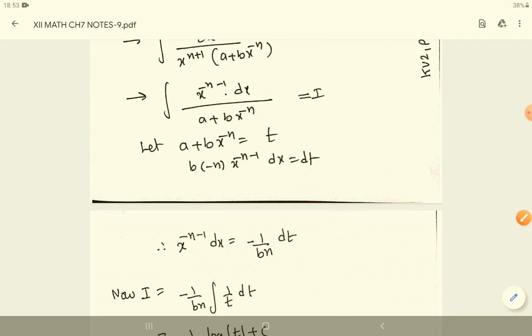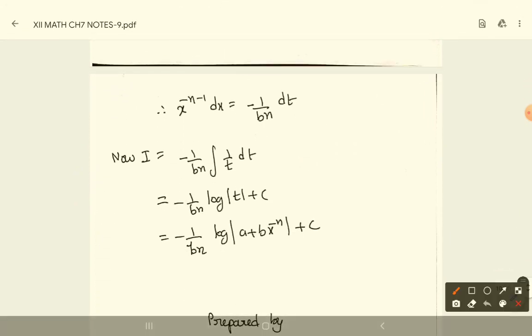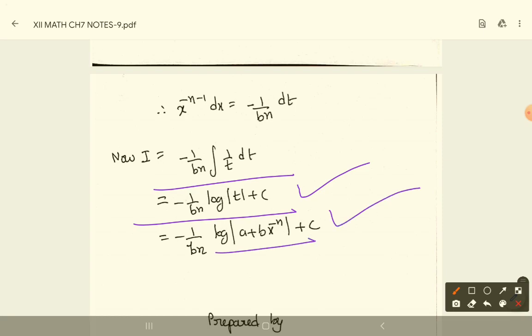So what is the integration of 1 by t? Log mod t. So it is minus 1 by bn into log mod t. What is t? Substitute it in this, then you will get the answer. This is one more model.